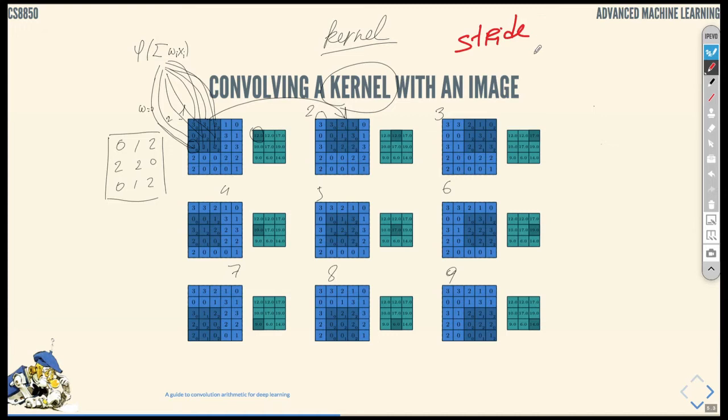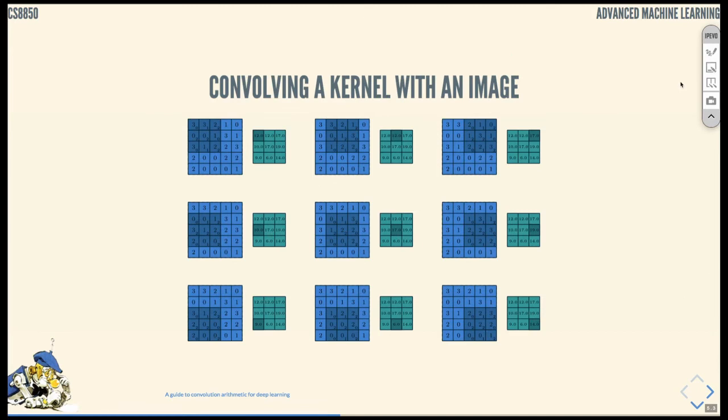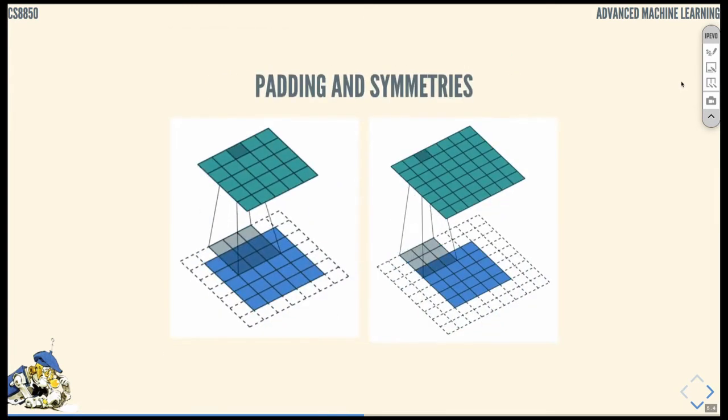Notice in this example we start with the top left corner and align our kernel, or our filter, with the image and slide it from left to right. But is it the optimal way, or is it always the optimal way to do it? So it turns out it's not the only way or the optimal way.